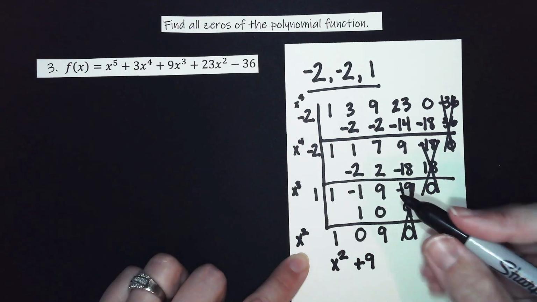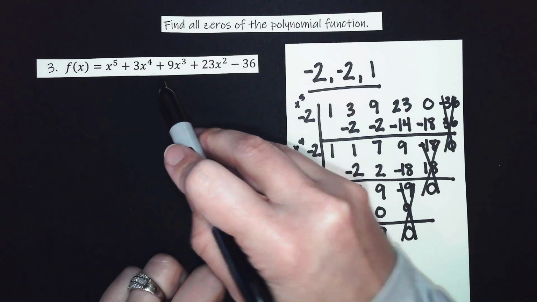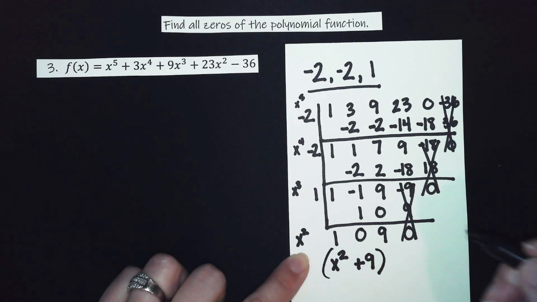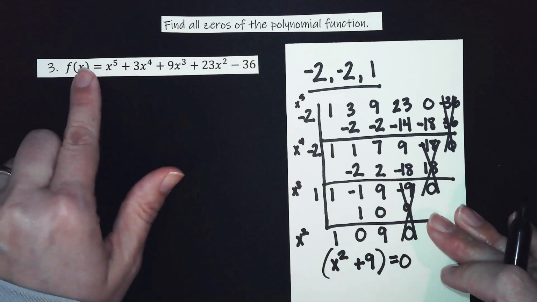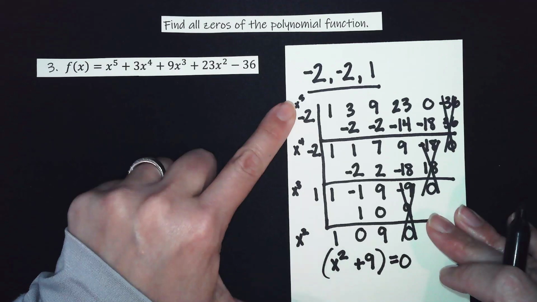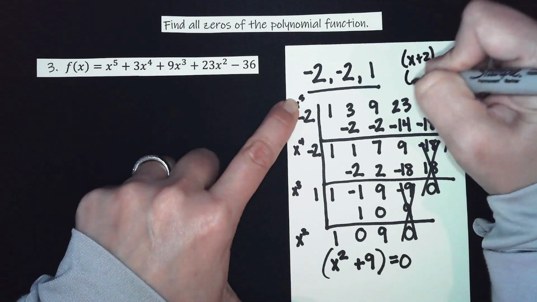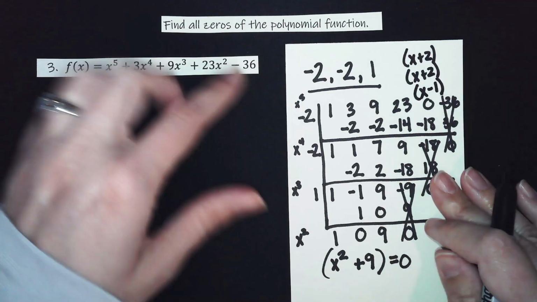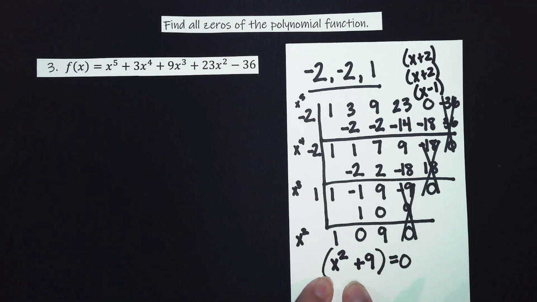Okay, so if all of these were solutions to my polynomial, this is also part of solving, and I still have equals 0 because this is all I have left of my polynomial after I divide out those solutions. Because really that was taking out an x plus 2 and another x plus 2 and an x minus 1 out of this polynomial. So that leaves me with x squared plus 9 equals 0. So we're going to solve that.